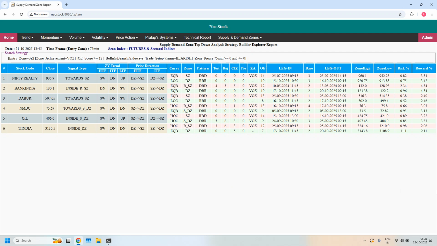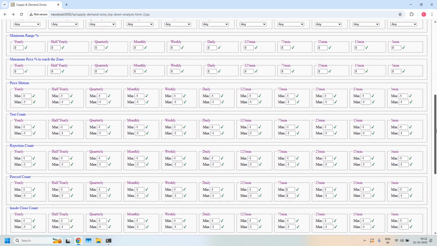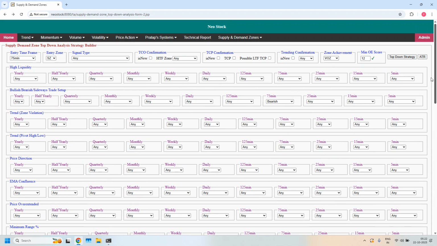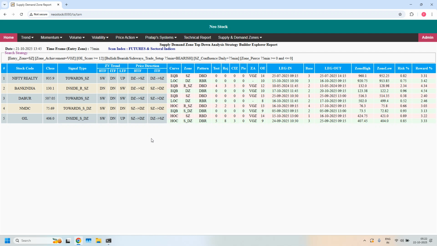Out of these 6, how many 75 minute supply zones might be having more high probability to get success as per the 2 strategies that we learned in lesson 27? So let's apply those strategies. First strategy, LTF and ITF supply zone confluence, and then ITF supply zone with ITF EMA confluence. So I am going back in the supply zone confluence. I am setting the filter LTF and ITF supply zone confluence, that is 75 minutes and daily supply zone confluence is enabled.